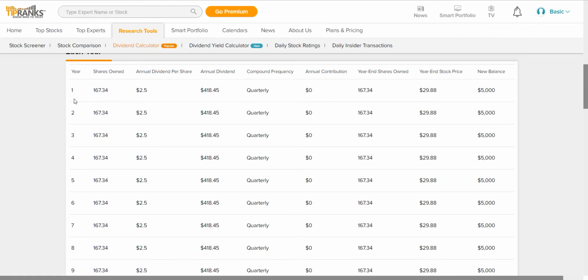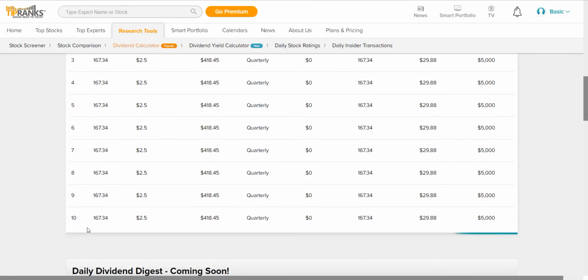If we scroll down even further, we have an actual breakdown. So we can see in year one, we have 167 shares, which is an annual dividend payout of $418. And the stock price is $30. The new balance is $5,000 because, again, we're not reinvesting the dividend payout and we are not adding any money to this investment portfolio. So if you scroll down to year 10, everything is exactly the same because we have done absolutely nothing with the stock.